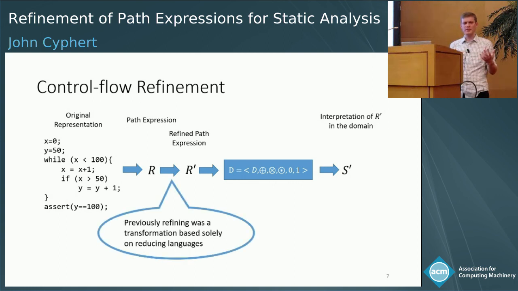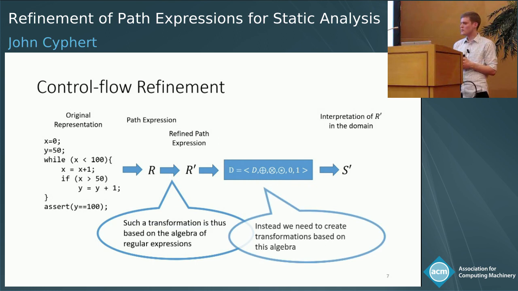Previously, when we were doing control flow refinement, we were reducing the path expression in terms of the languages that they generate. Such a transformation is based on the algebra of regular expressions and justified by this algebra. Instead, what we're really concerned with is not the languages, but the analysis precision. So we need to focus on the algebra of our abstract domains, not the algebra of the regular expressions.